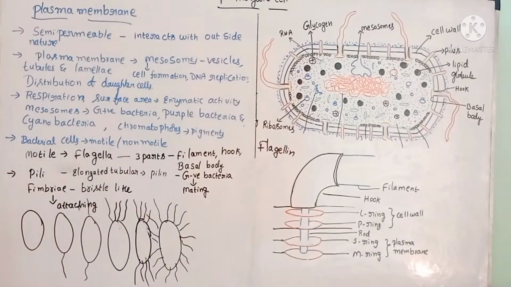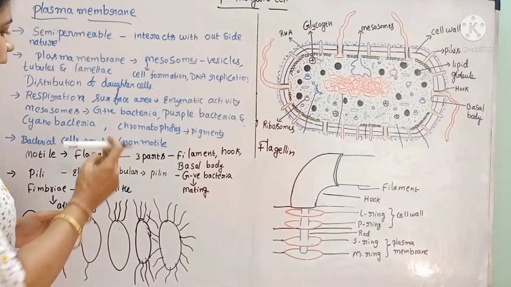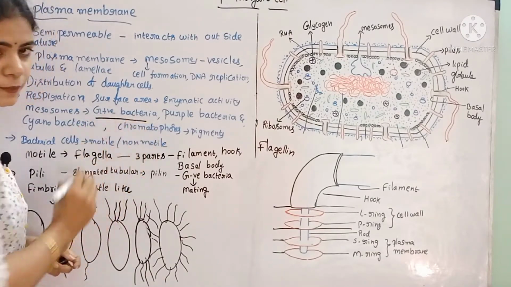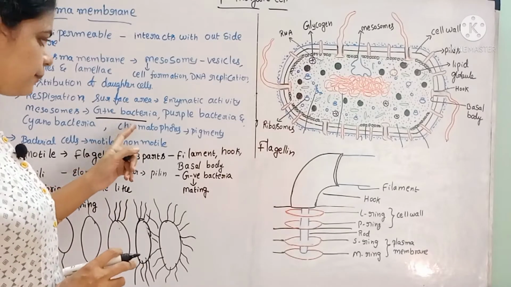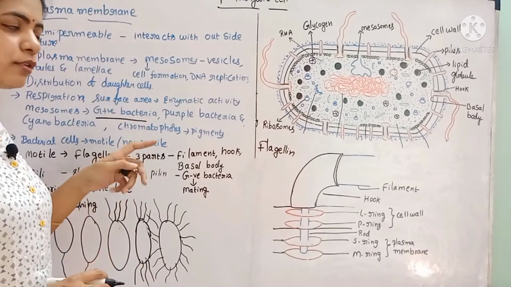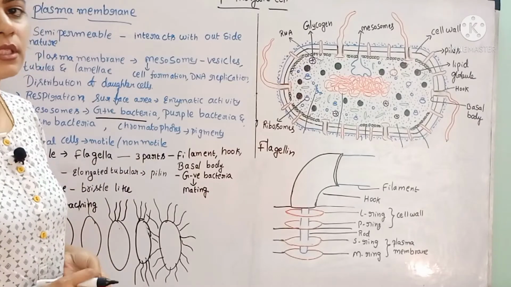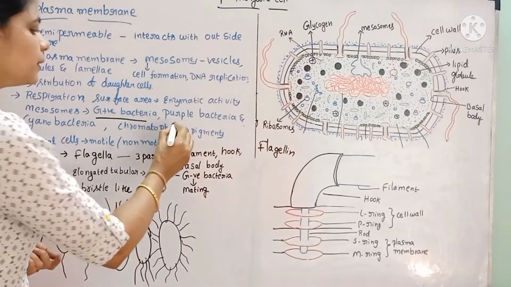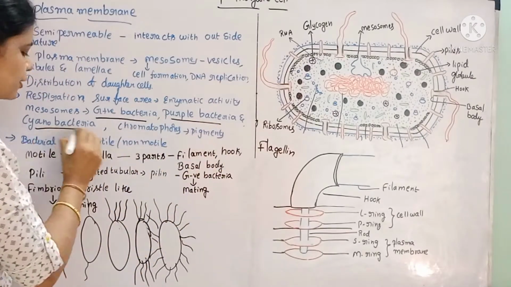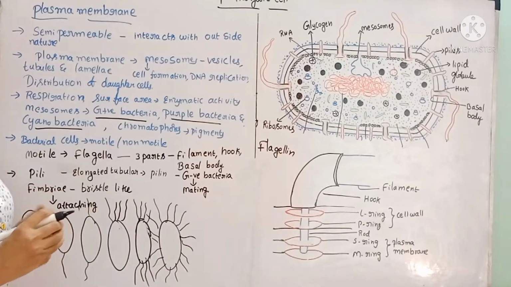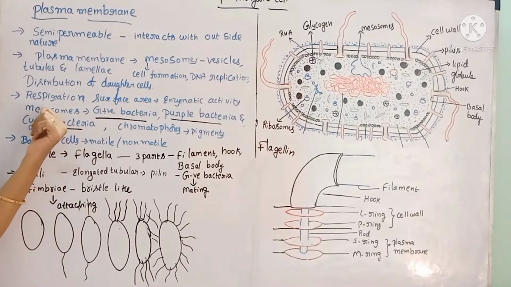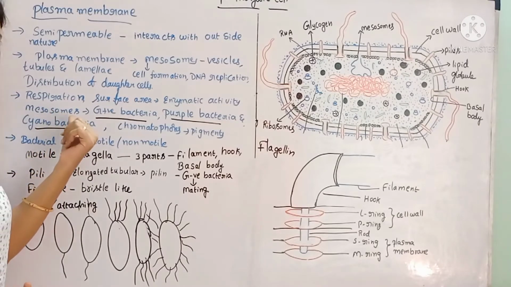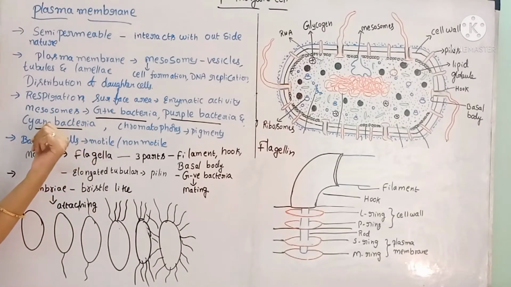These mesosomes are mainly present in gram-positive bacteria. So where are they present? They are present in the gram-positive bacteria and also in some photosynthetic bacteria like purple sulfur bacteria and cyanobacteria. So in the gram-positive bacteria, these plasma membrane invaginations are in the form of mesosomes.